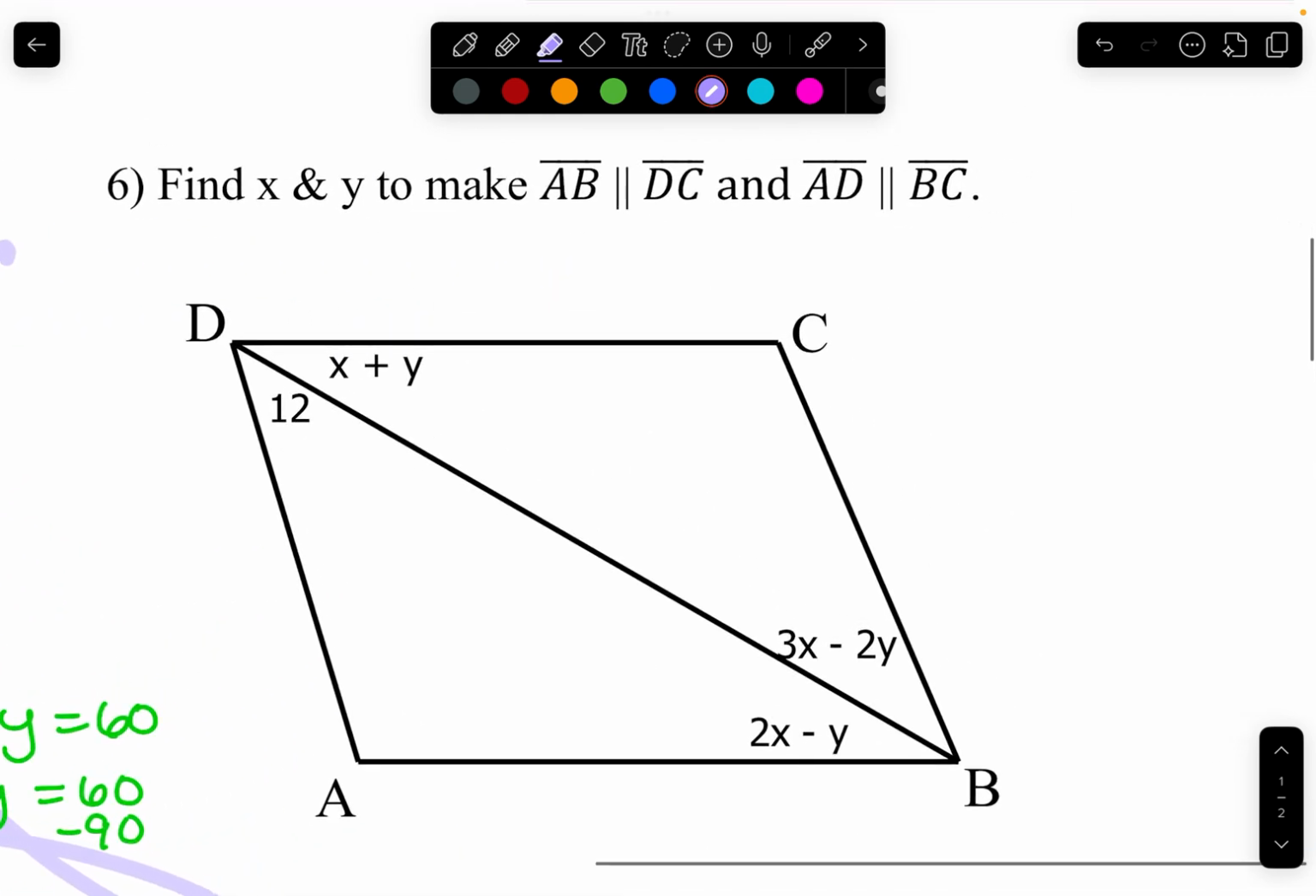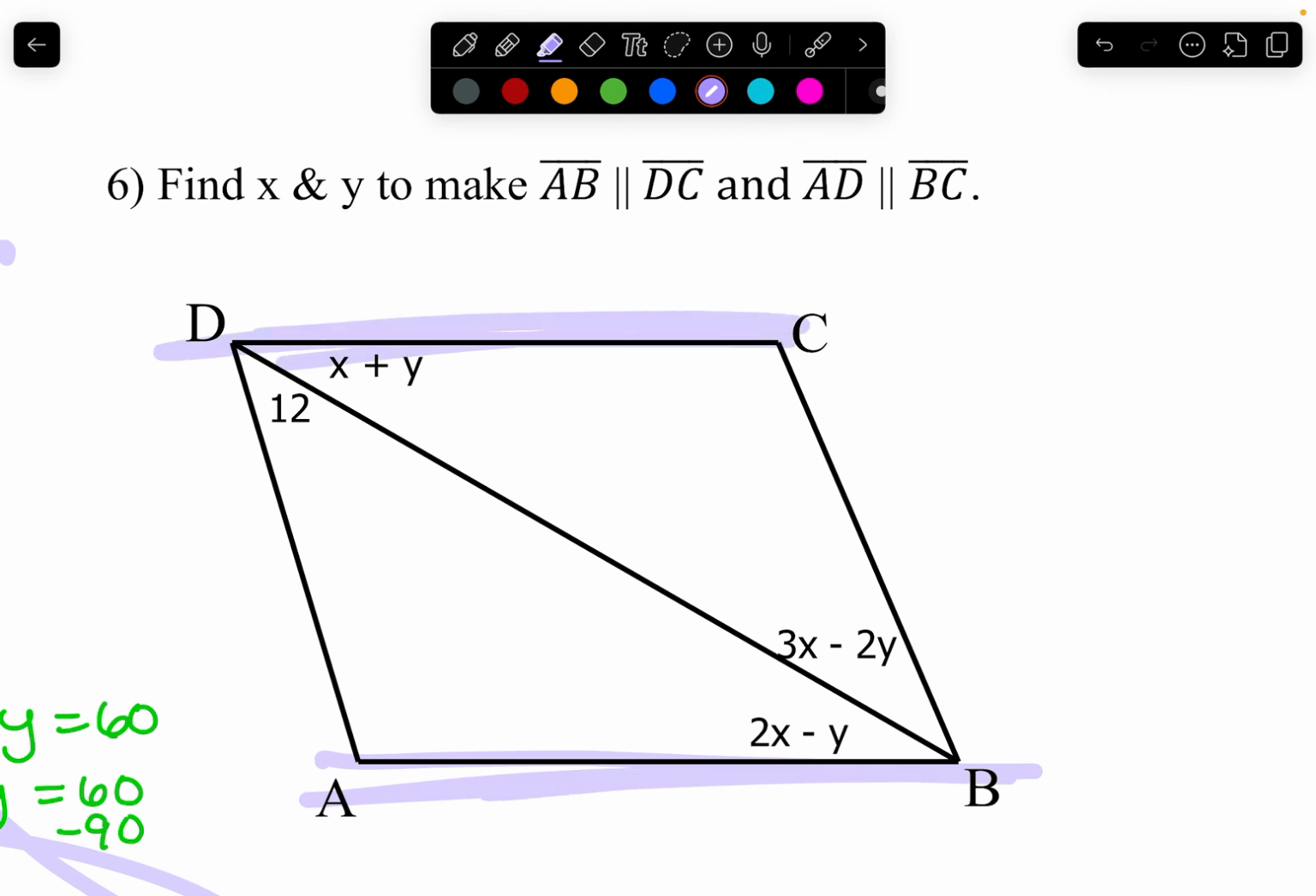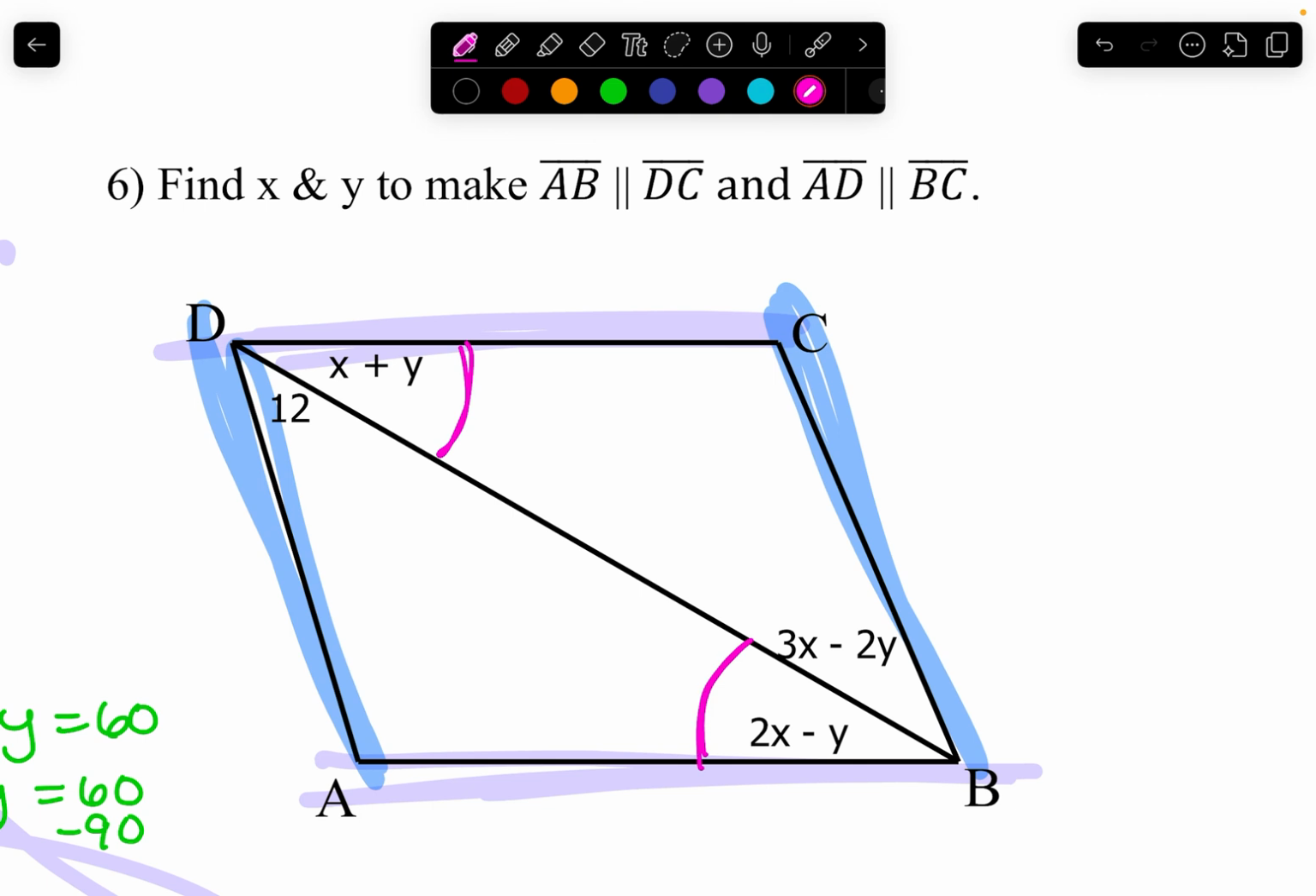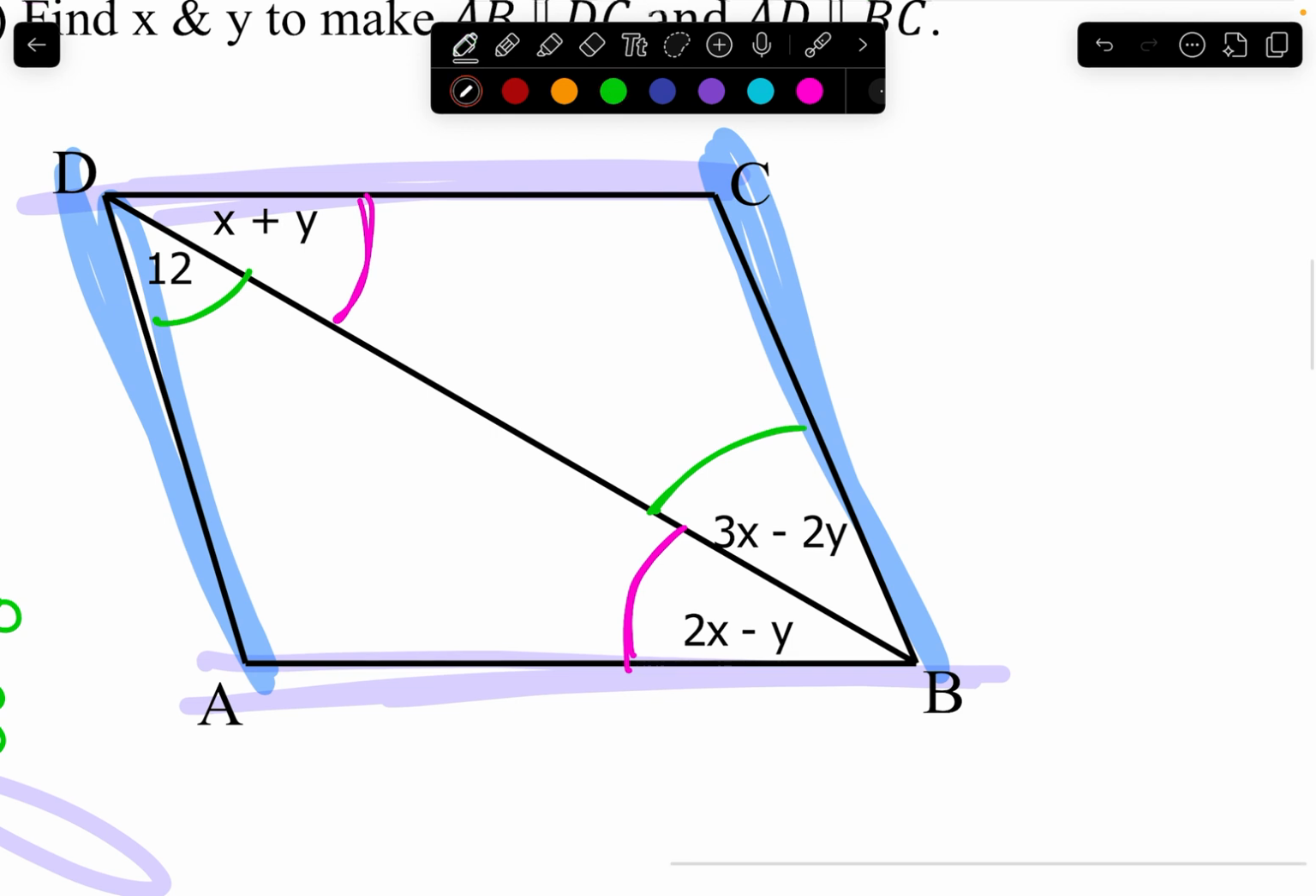I'm going to help you set up number 6, but we're not going to solve number 6, just again for the sake of time. So it says find x and y so that AB is parallel to DC and AD is parallel to BC. So remember that when you have parallel lines, you should be looking for angle pairs. And because we have a parallelogram, what we have is alternate interior angles, which means that these pink angles are going to be congruent and then the green angles are going to be congruent. So I'll do the pink angles first. We have x plus y equals 2x minus y.